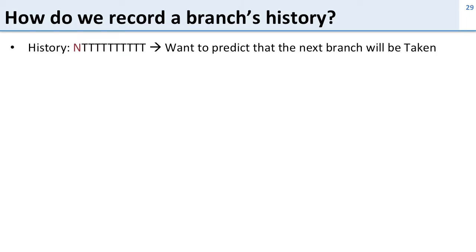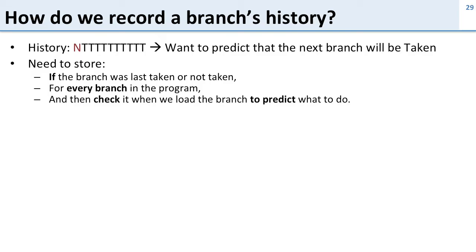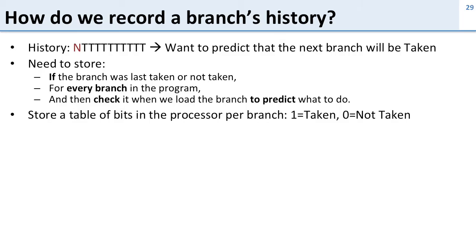If we've got a history here, we've got not taken followed by a whole bunch of takens, we want to keep a record of that so that we can predict that the next branch will be taken. So to do that, we need to store some information. We need to store if the branch was last taken or not taken. We need to do this for every branch in the program. And then we need to be able to check this when we load the branch so that we can predict what to do.